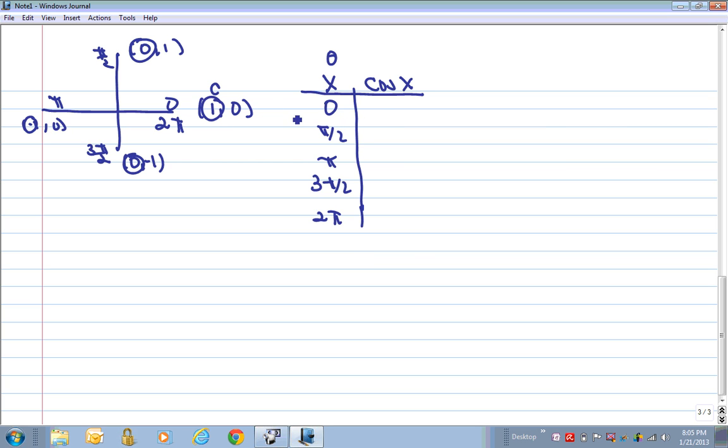At 0, our cosine value is 1. At pi over 2, 0. At pi, it is -1. At 3 pi over 2, back to 0. And at 2 pi, back to 1. So let's take a look at what that looks like on our graph.